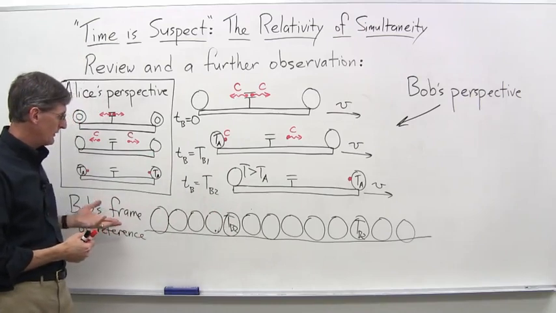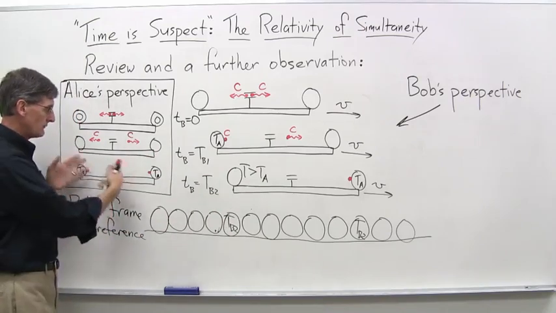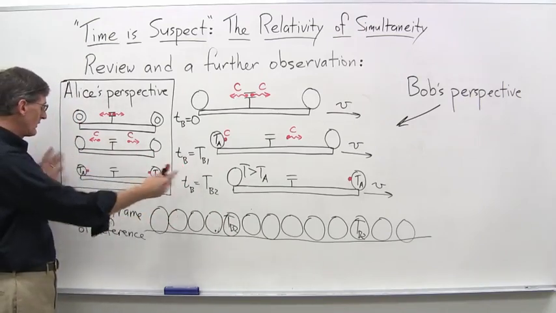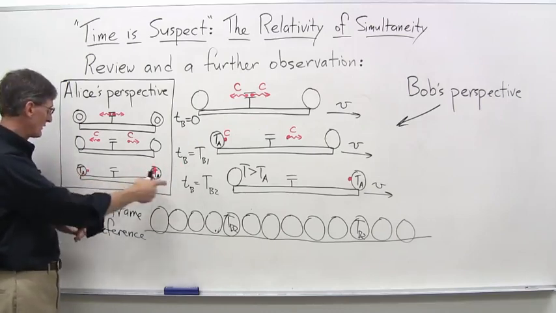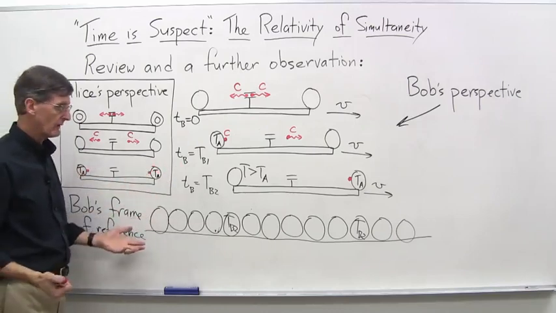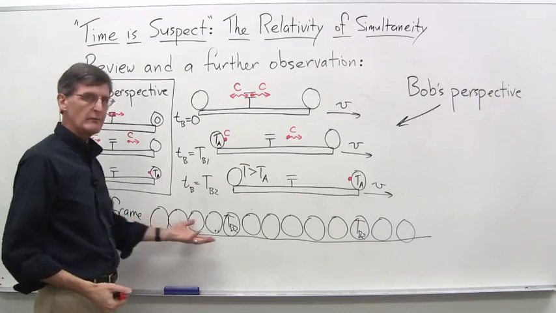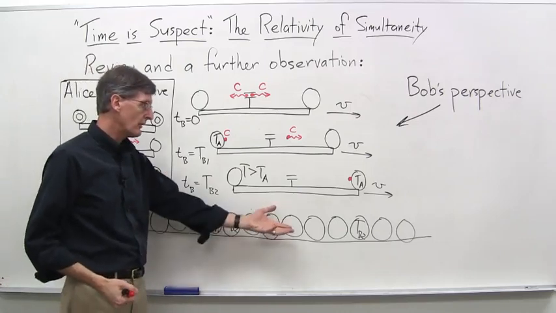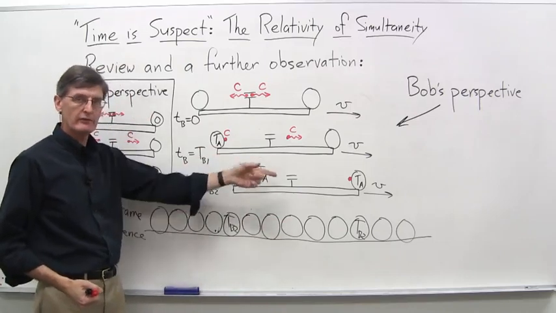Let's start with Alice. Alice is saying, what's the big deal? My clocks are synchronized. They hit exactly the same time. My clocks read T sub A. Everything's fine. Bob is saying, wait a minute here. It's my clocks that are synchronized, and clearly these photons did not hit at the same time.